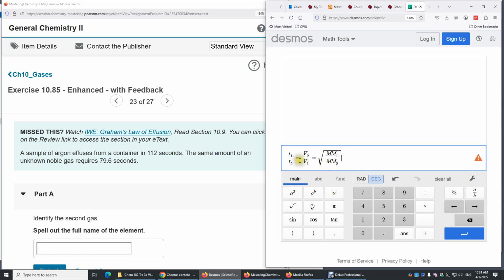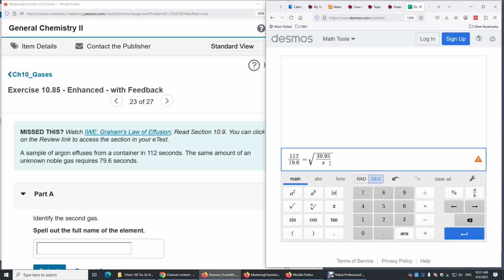Now we're plugging in numbers. T1 from argon is 112 seconds. T2 is 79.6 seconds. And what else do we have? Molar mass of gas 1, which is argon, 39.95, divided by the molar mass of the second gas. I'm going to use X here. Alright, and then solve for X.